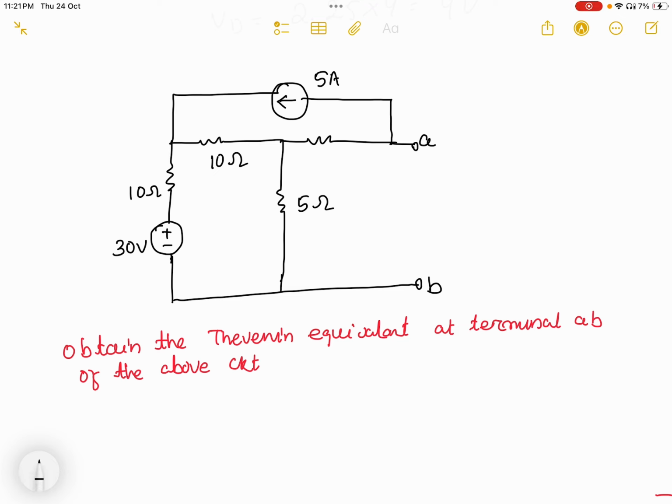Okay, so in each case, to find Thevenin's equivalent, first we need to find R Thevenin. Here the load resistance is not there, so there is no need to remove it. The load resistance is removed from the beginning. So we start with finding the equivalent resistance between A and B.